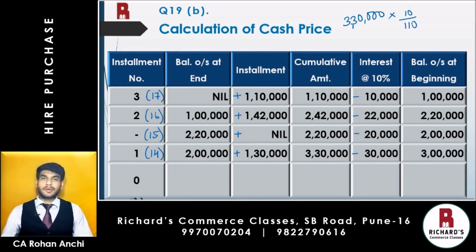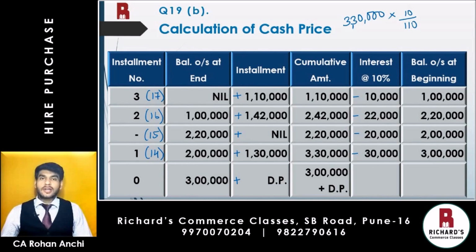Moving towards installment number 0, this 3 lakh rupees will be balance outstanding at the end. Installment, in year 0, we have down payment as the installment. However, down payment is not given here. So as of now, we will just write it as DP, down payment, because we don't know the value. Therefore, cumulative amount will be 3 lakh plus DP.